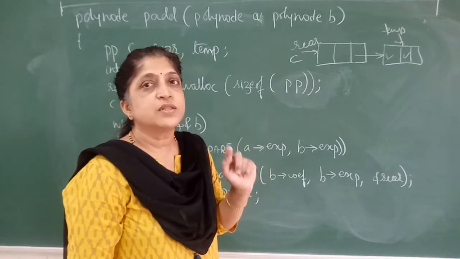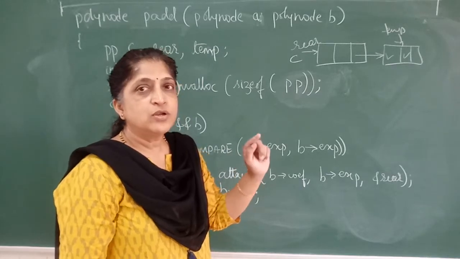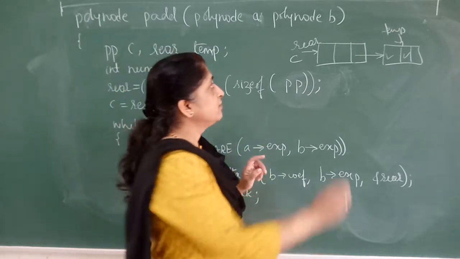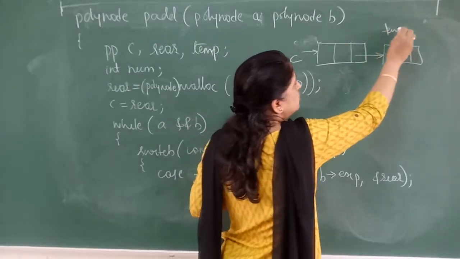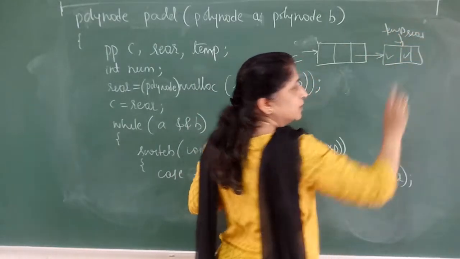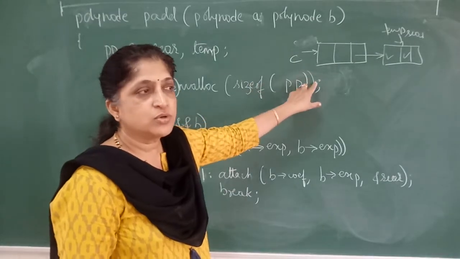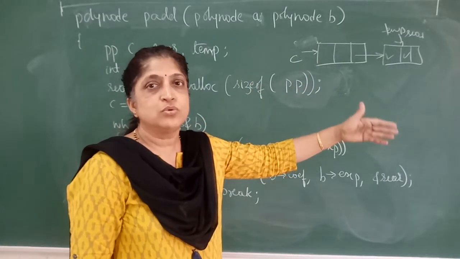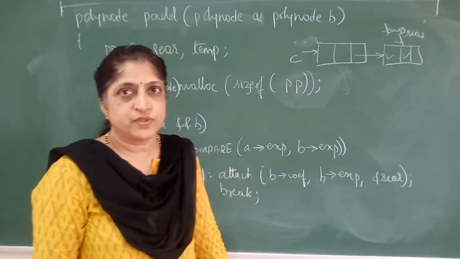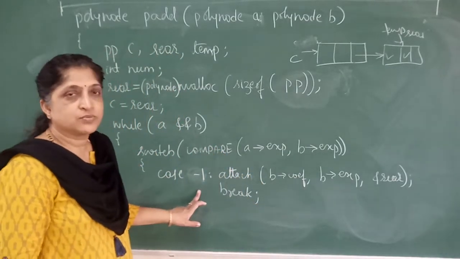Then the last statement in the attach function is value at PTR is equal to rear, meaning rear will now point to this node. Rear will start pointing to this node. Remember, C will always be pointing to the first node and rear will start pointing to the new nodes attached at the end of the list. So this is case -1.